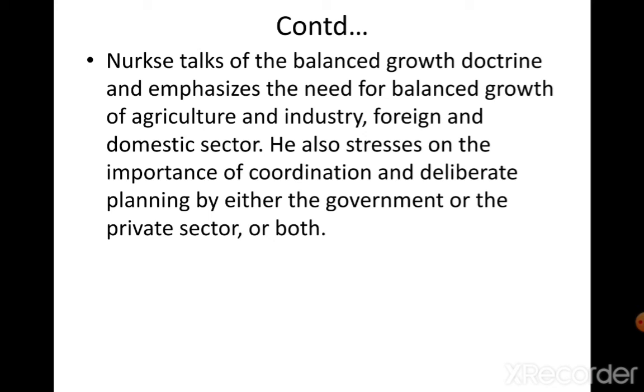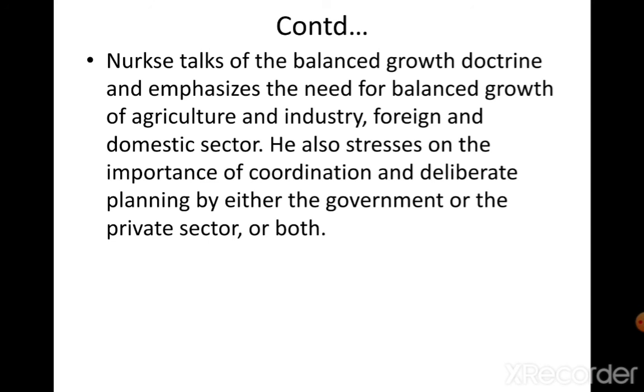Similarly, he also stresses the need for balance between production for the foreign sector and the domestic sector. So both these sectors should grow in a balanced manner. The foreign sector is quite important because it earns the underdeveloped country foreign exchange, which is very essential and very useful in the process of development. It can be used to fund capital imports, technology and know-how imports, and so on.